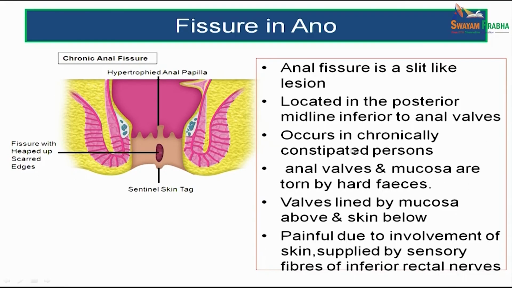In whom does it occur? It occurs in people who are chronically constipated, persons who strain during passing feces. What happens is the anal valves and mucosa are torn by the hard feces. The valves are lined by mucosa above and by the skin below. So, please understand that it is painful because of involvement of the skin, because it is supplied by sensory fibers of the inferior rectal nerves.